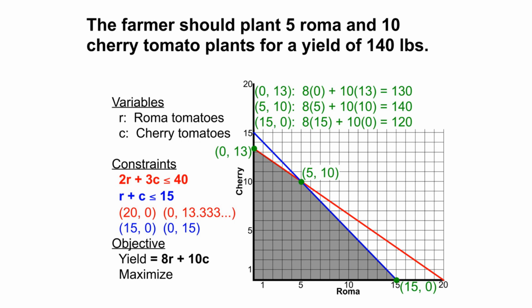So for our final answer here, we would say that this farmer should plant 5 Roma and 10 cherry tomato plants for a yield of 140 pounds. This is dealing with a real-world situation, so we're giving a real-world kind of answer. And then, finally, you're done with your first linear programming problem. Yes, all of that was a single problem.